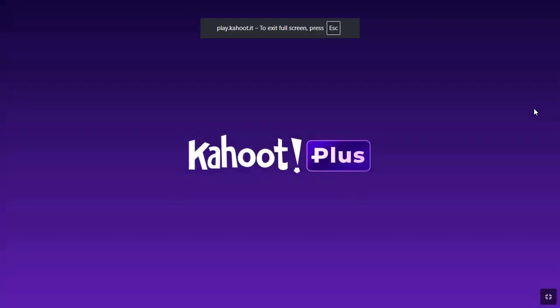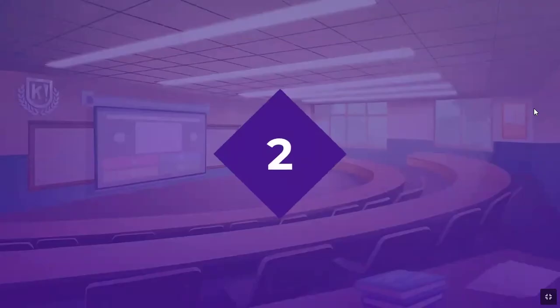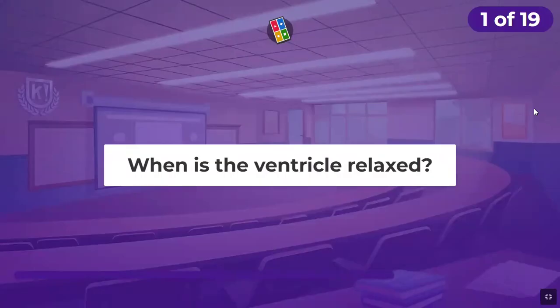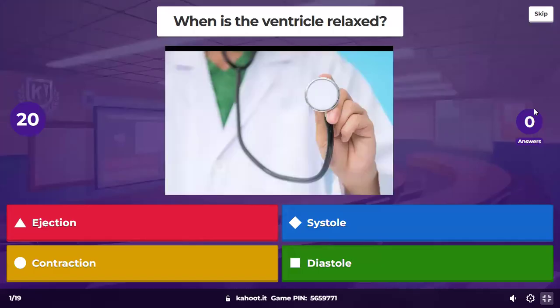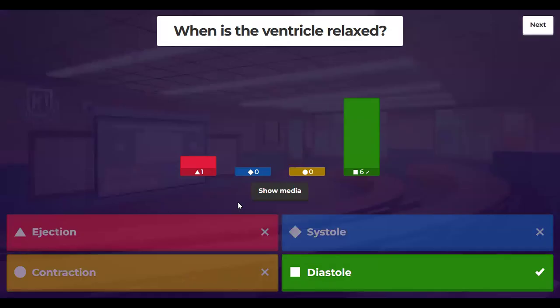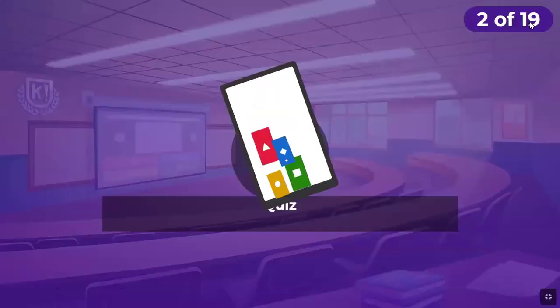So first question states, you're obviously mastering the cardiac cycle. Good. The first question is, when is the ventricle relaxed? Is it ejection, systole, contraction, or diastole? When is the ventricle relaxed? All right. Very good. The ventricle is relaxed during diastole. All right. Good stuff, guys. Let's see the leaderboard. All right, Charisma. Very good. All right. Next.